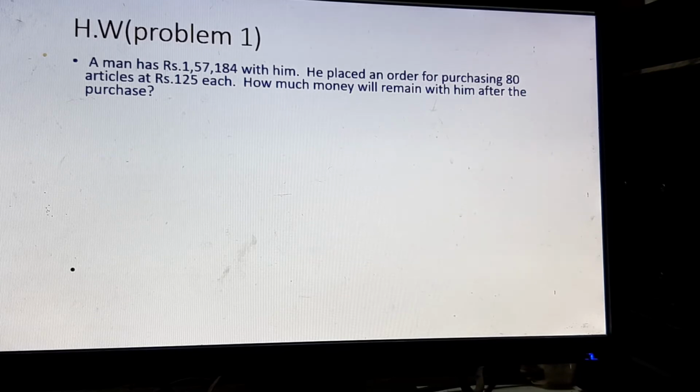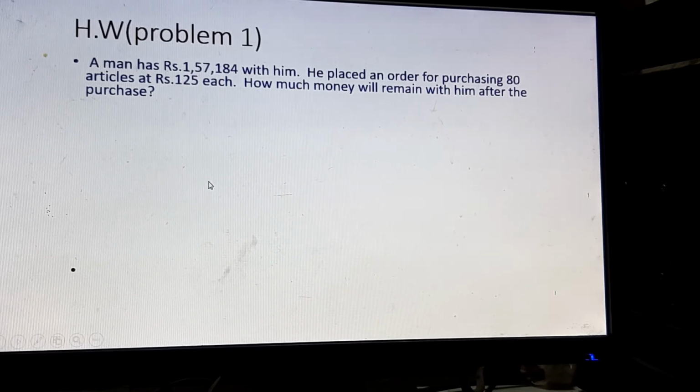Let us see this sum. A man had 1,57,184 rupees with him. So this was his pocket money. So much money he had. He thought he will buy some things. He was running a shop maybe, so he is buying some articles. How many articles? 80 articles. 80 things he buys at rupees 125 each. So each article costs how much? 125 rupees. So how much money will remain with him after the purchase? This is a similar sum, just like our Arjun, isn't it?